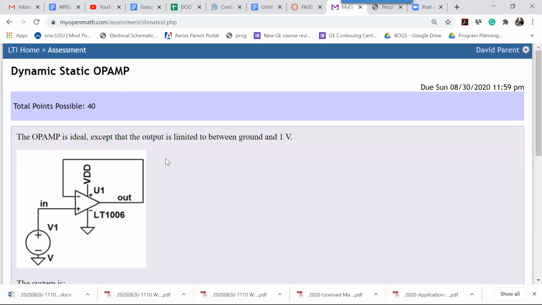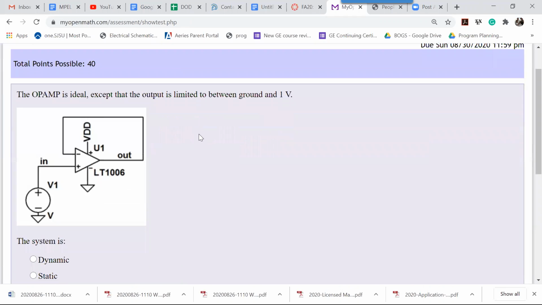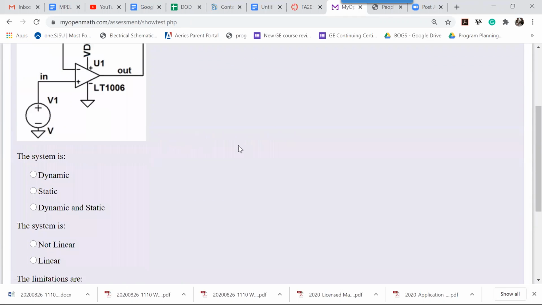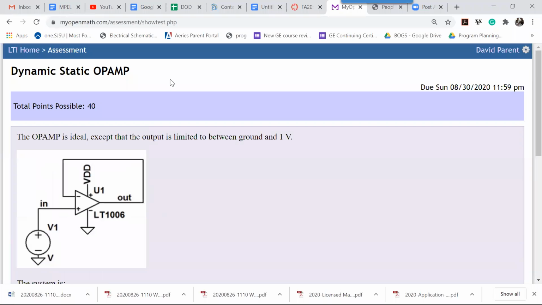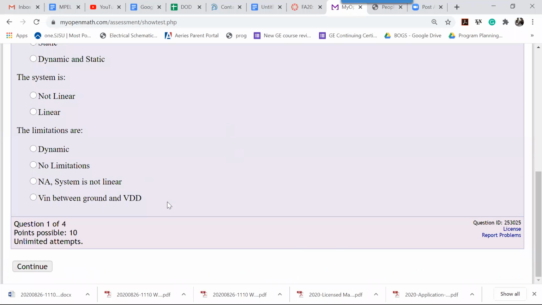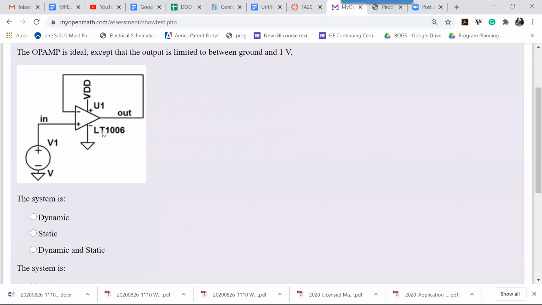But here you have an ideal op-amp. I'm saying it's ideal, except I'm giving you some things as the system: dynamic, static, linear, not linear, and then the limitations. Let's just say there were some issues there. But pretty much the giveaway is whether there is a capacitor or not. That'll tell you whether it's static or dynamic.